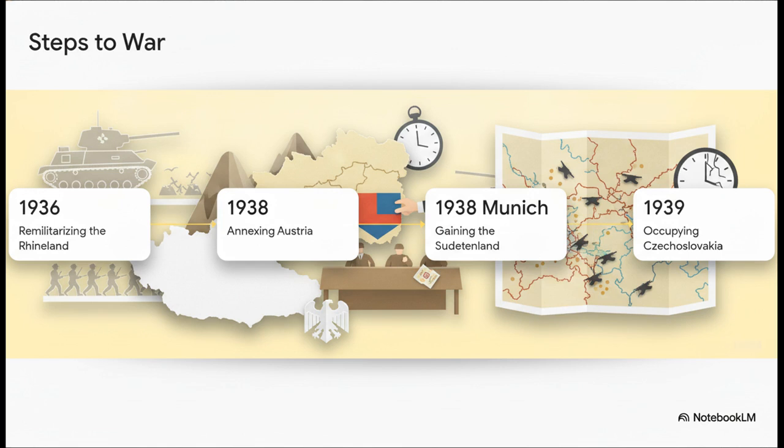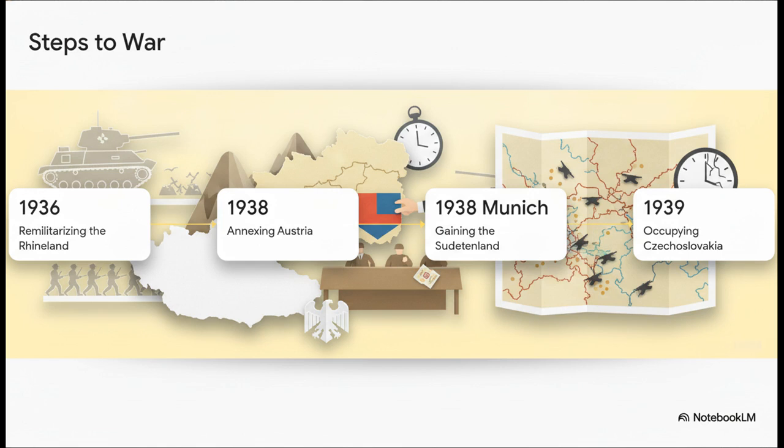Step 1, he marches troops into the demilitarized Rhineland. Britain and France do nothing. Step 2, 2 years later, he annexes Austria entirely. Again, minimal pushback. Step 3, later that year at the infamous Munich Agreement, Britain and France literally hand him the Sudetenland region of Czechoslovakia in exchange for a pinky promise that he won't ask for anything else. But then comes step 4. In 1939, Hitler occupies the rest of Czechoslovakia anyway.